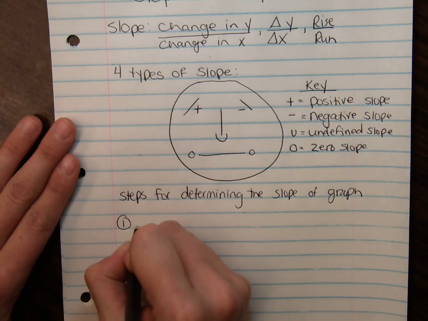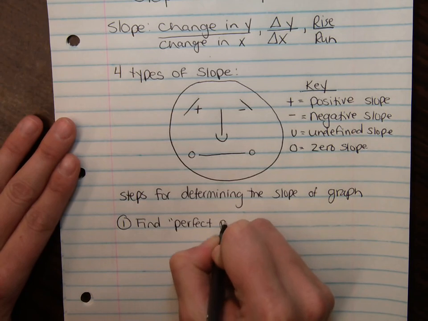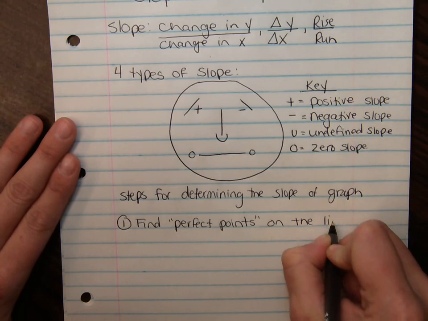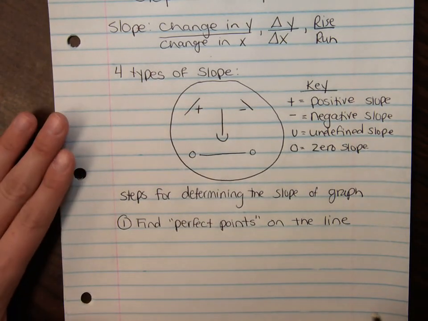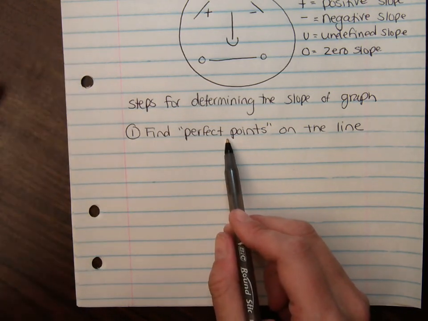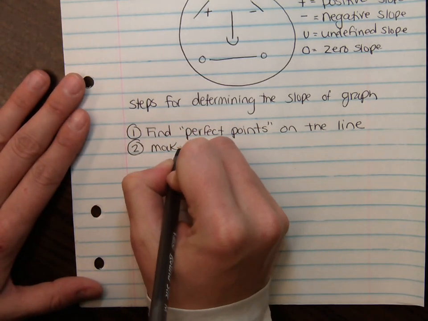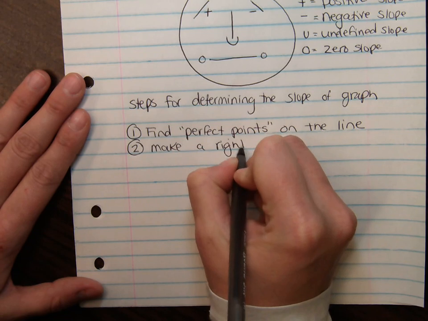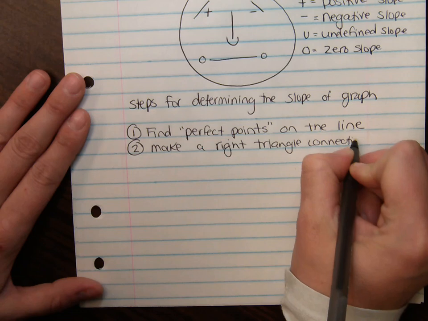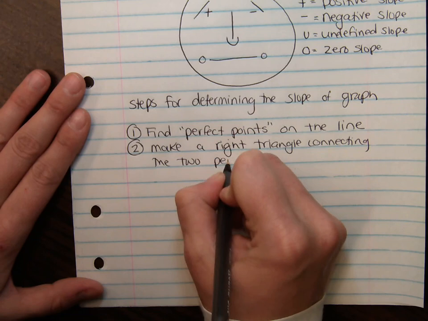Okay, so the first thing we want to do is find perfect points on the graph, on the line, I should say. And what I mean by that is you can tell that the point is at 0, 1, or 1, 2, or -5, -3. Okay. The second thing we want to do is make a right triangle connecting the 2 perfect points.